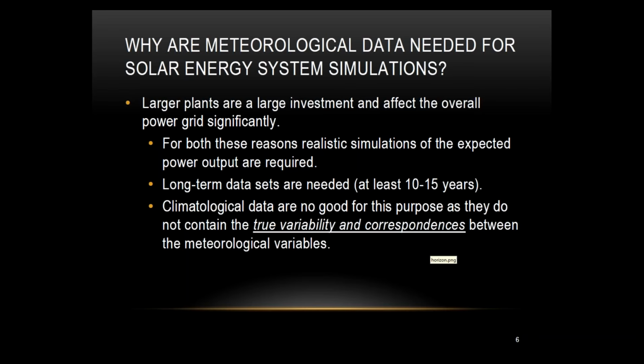For meteorologists, the most typical way to represent past data is climatological data. So that means you have monthly averages of the temperature, of the global irradiance, of the wind, and so forth, maximum and minimum values during the day. But they're not good for this purpose of solar energy simulations, because they do not contain the true variability and correspondences between the meteorological variables, because it's just averaged out. So that cannot be used in this context.